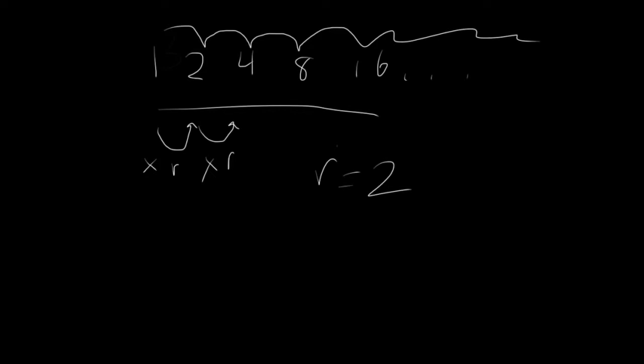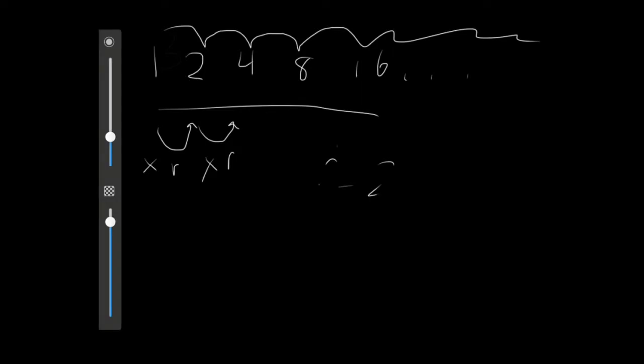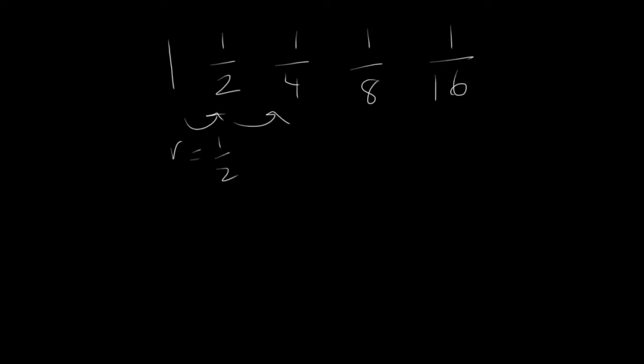But in some cases, we're going to have r less than 1. Let me give a sequence like that. So let's say we have 1, 1/2, 1/4, 1/8, 1/16. So in this case, the common ratio r is 1/2. You're multiplying by 1/2 every time.